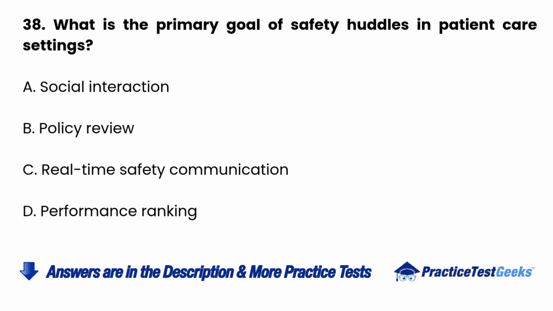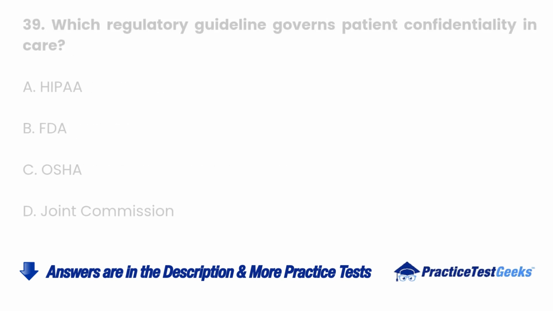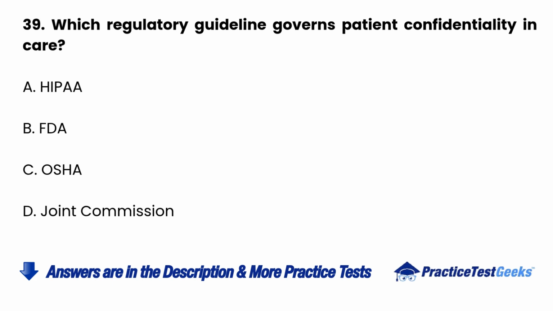38. What is the primary goal of safety huddles in patient care settings? A. Social interaction. B. Policy review. C. Real-time safety communication. D. Performance ranking.